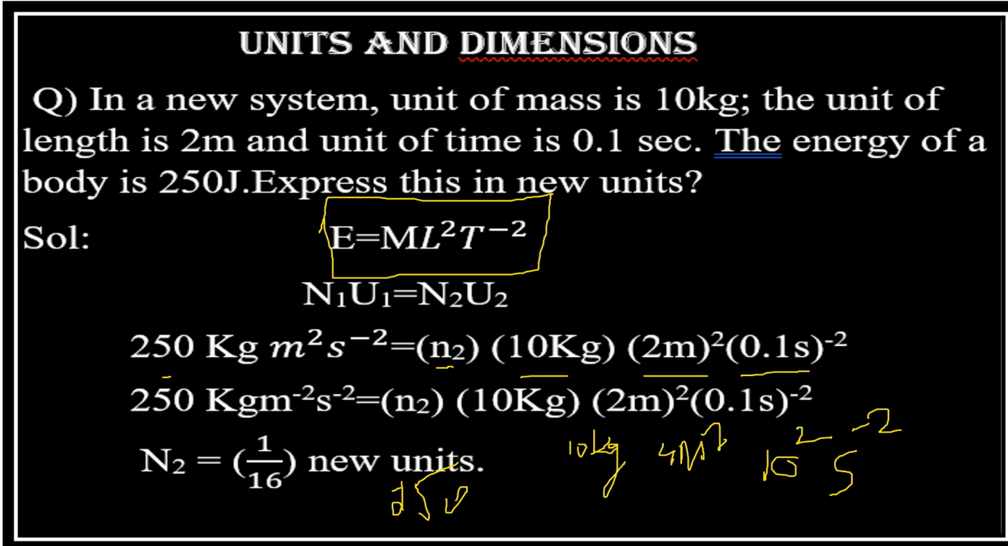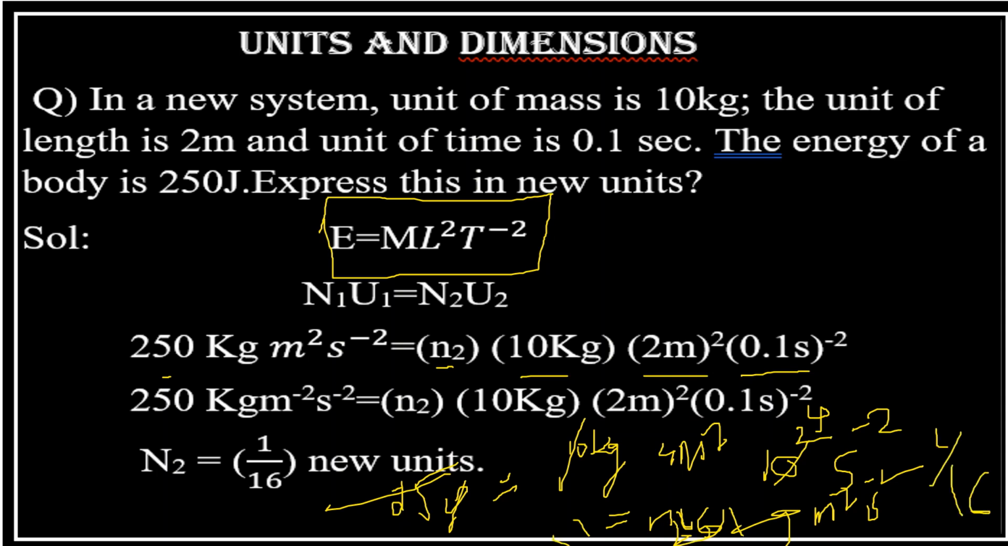If you solve this, the 0 gets cancelled. Again, 10 square means we get 4 with 25, and we cancel it with 4. Here 1 remains, equals 4 into 4, that's 16, and the terms kg meter square s power minus 2 and n2 remain. If we send this 16 to this side, it becomes 1 by 16. That's the final answer, 1 by 16 in new units. This is the solution for this.